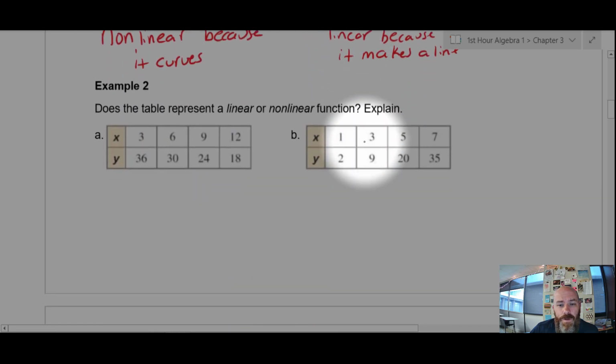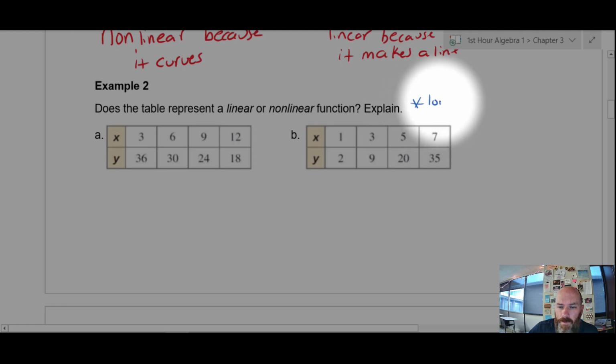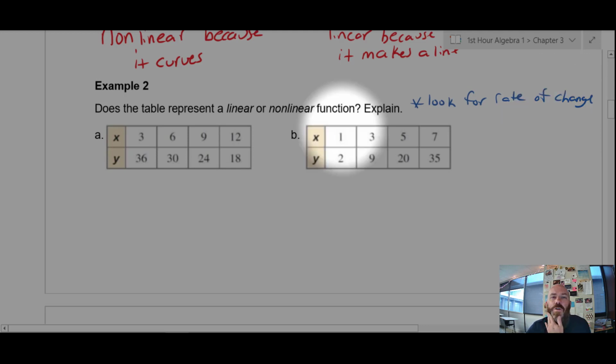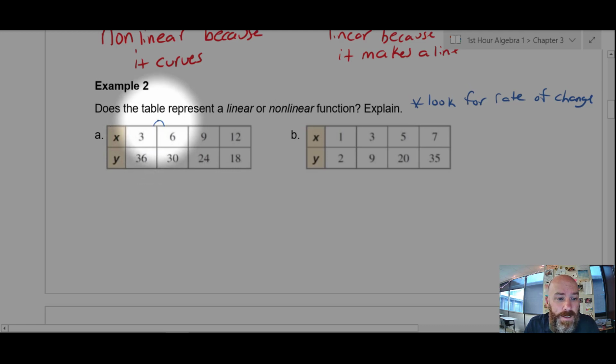Now, what if we have a table? So tables, we have to look for rate of change. So what does that look like? You want to make sure it's consistent. It changes the same amount every time. So let's first look at the x values. From 3 to 6, we're adding 3. From 6 to 9, we're adding 3. From 9 to 12, we're adding 3.